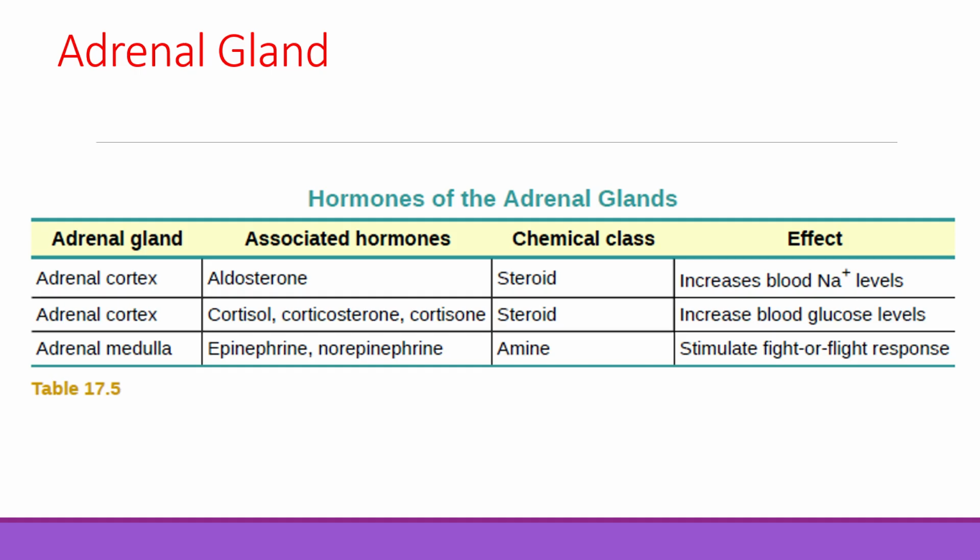So just looking at the hormones of the adrenal glands. Our aldosterone is a steroid and it increases our blood sodium levels. Our cortisol, cortisone, and corticosterone are steroids that increase the glucose levels, and epinephrine and norepinephrine are amine classifications. So they are that protein amino acid classification, and they stimulate the fight or flight response.